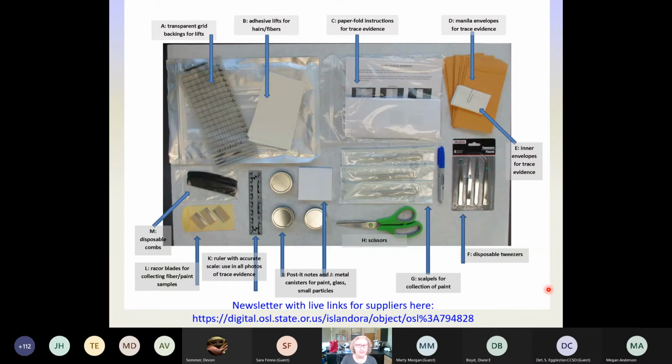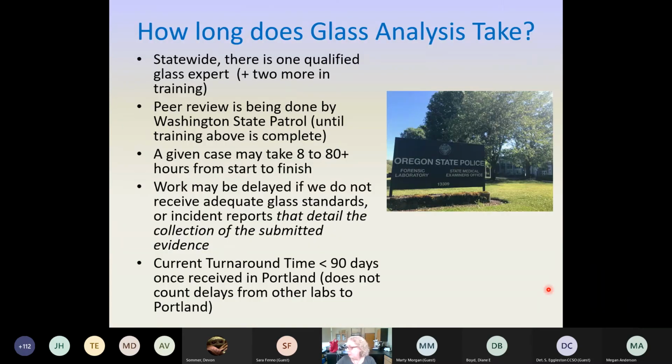So how long does glass analysis take? Well, we're doing pretty well with the turnaround time. We're under 90 days once the glass evidence gets to us in Portland. However, some things that can slow us down is if there's a problem with the standard, or if the report that we get isn't detailed enough to give us the context of what we're trying to answer. What is the question we're trying to answer in this case?